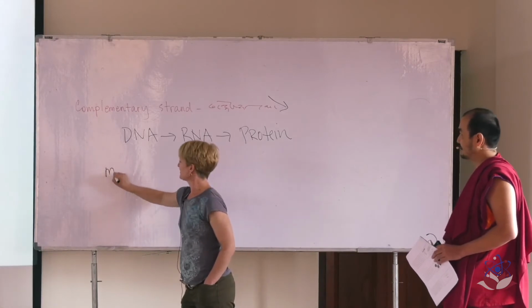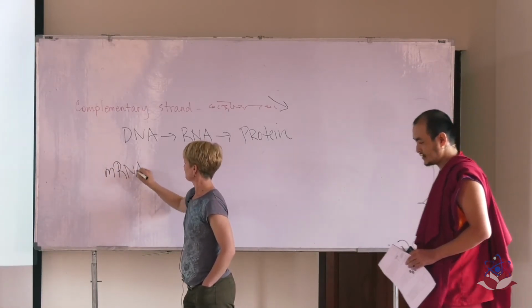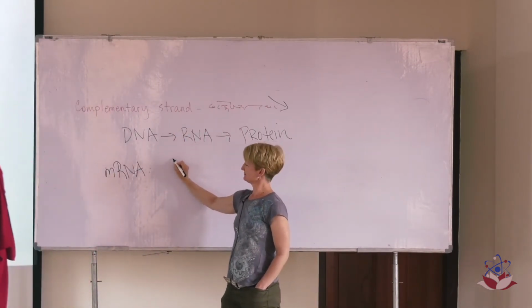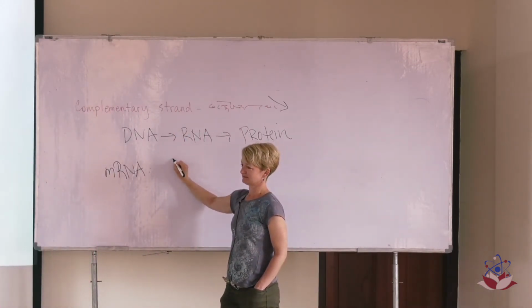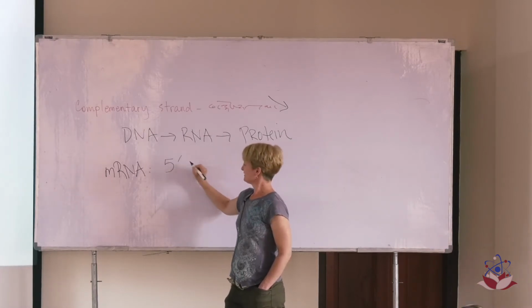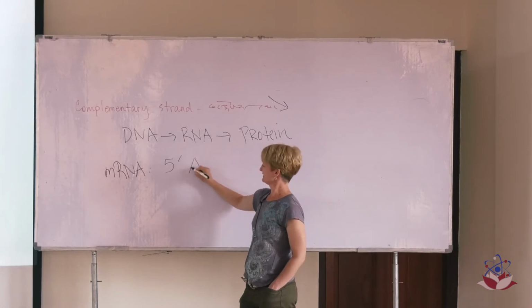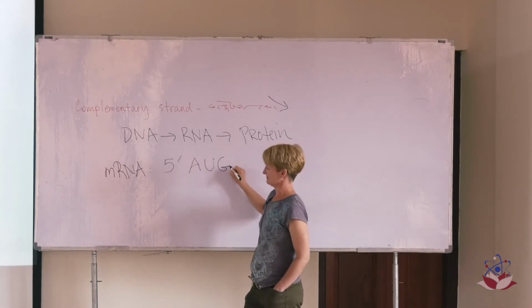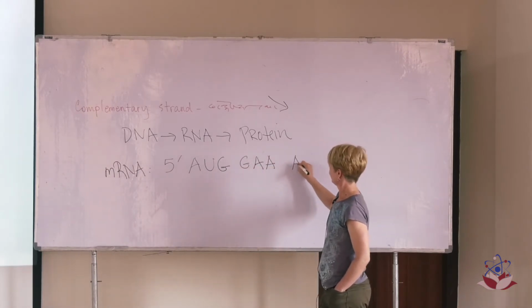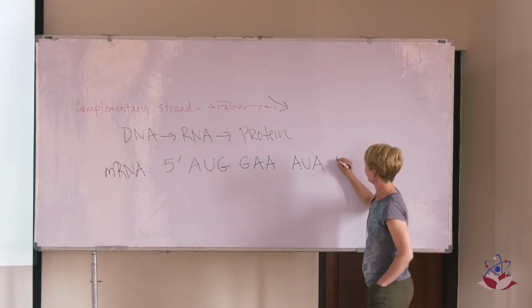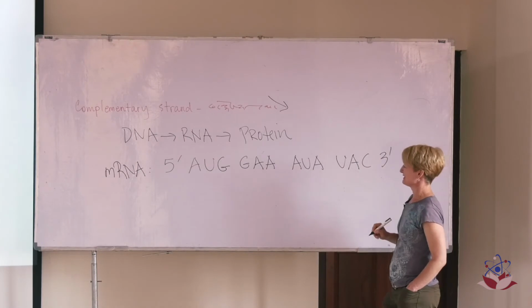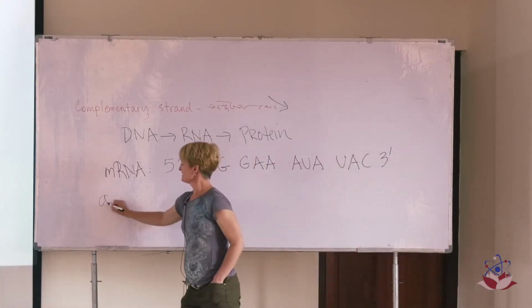Right, so first we need to know the messenger RNA. So what's that going to be, including polarity? 5 prime. Three prime. All right. So now what are the amino acids?